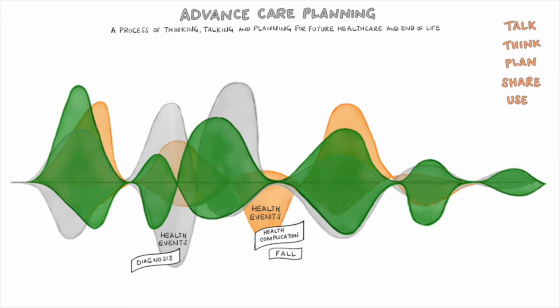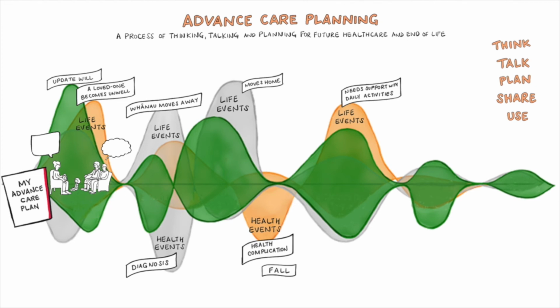And in between times, a person and their family might spend no or little time thinking or talking about advanced care planning. And as it expands and contracts, the person will use their advanced care plan to support their thinking, talking, planning, and sharing.